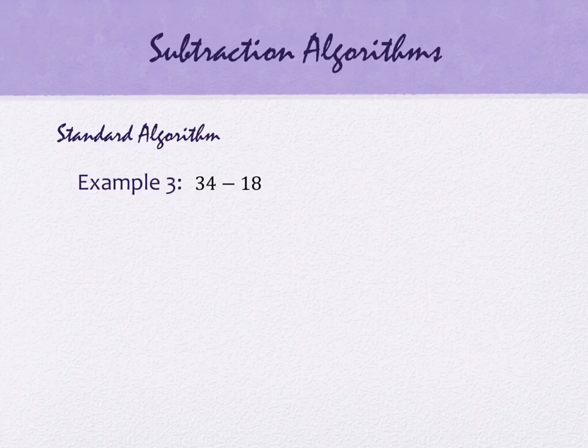So the standard algorithm, that's the one you're most familiar with. It involves something that you've probably called borrowing. Current terminology uses the phrase regrouping instead. So what we would say is something like this. First of all, this algorithm works from right to left. So we start on the right-hand side, and we'd say 4 minus 8.